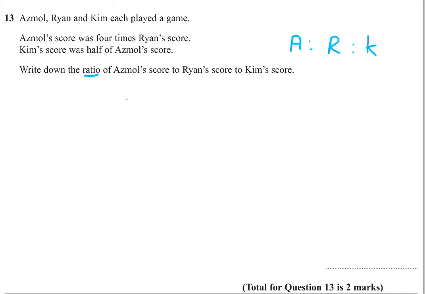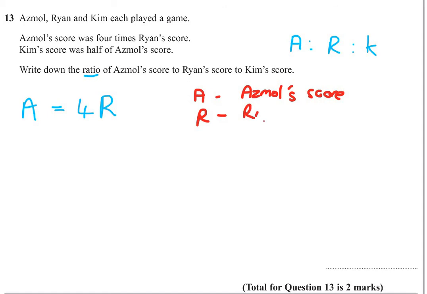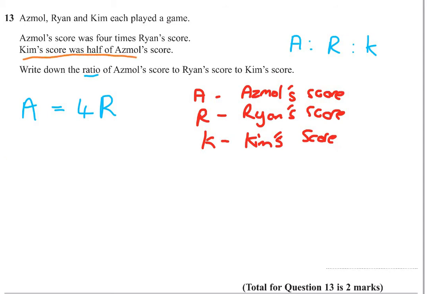Now, I sometimes struggle with ratios, so I like to approach these questions using algebra. So let's say Asmol's score was 4 times Ryan's score. So we can write this as A equals 4 times R, where R is Ryan's score. So maybe I'll write that. So A is Asmol's score, R is Ryan's score, and K is Kim's. So A equals 4R. This second line here, Kim's score was half of Asmol's score, so that K equals a half A.